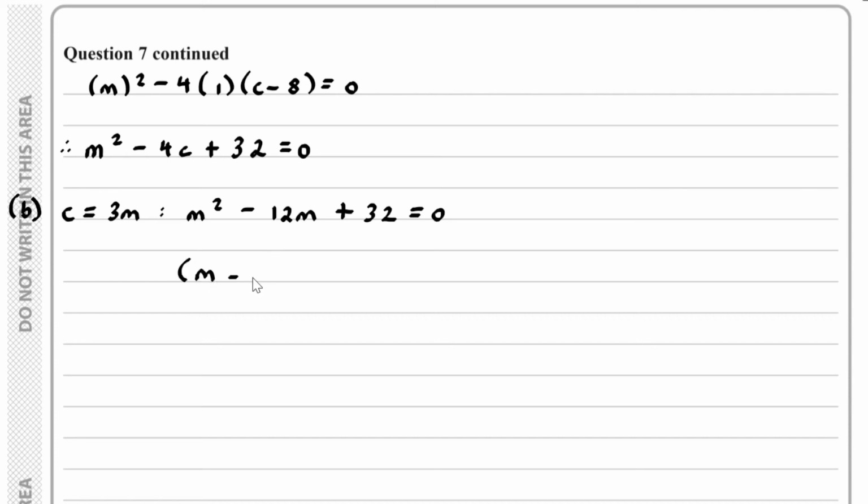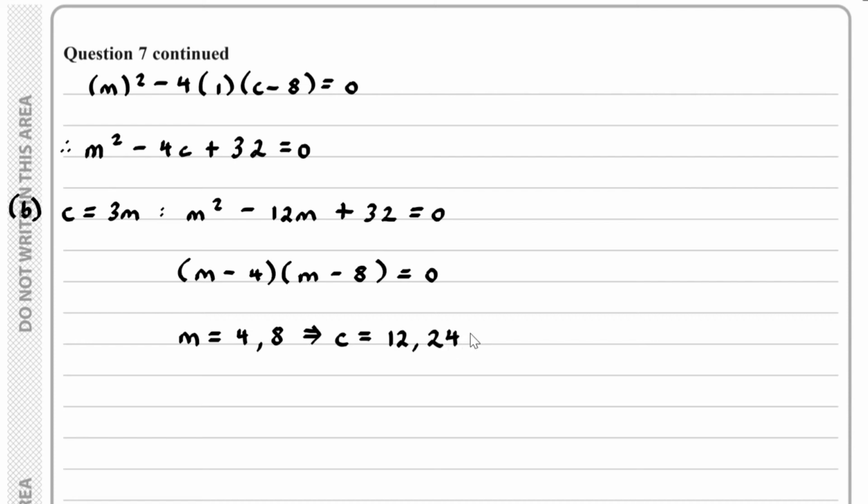We've got m minus 4 times by m minus 8 equals 0, which means m is either equal to 4 or 8. And if I attempt to find out what c is in this case, c is either equal to, well, I've got 3 times by 4, which is 12, and I've got 3 times by 8, which is 24.